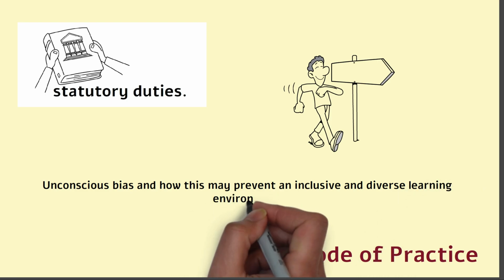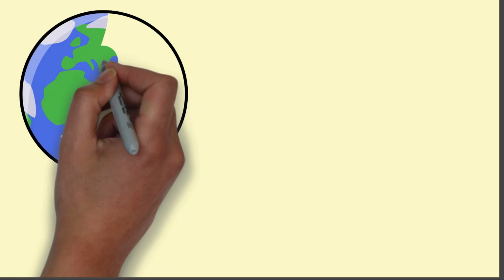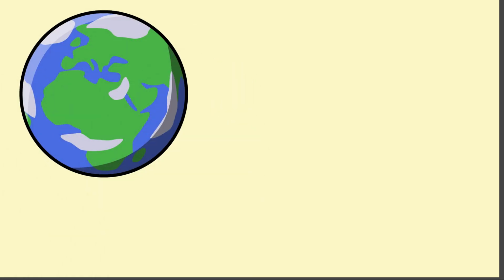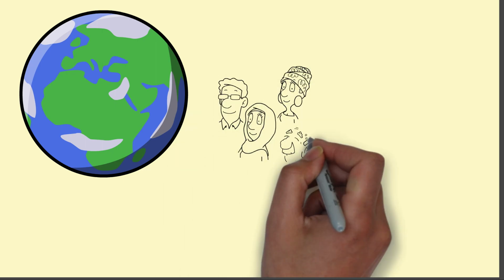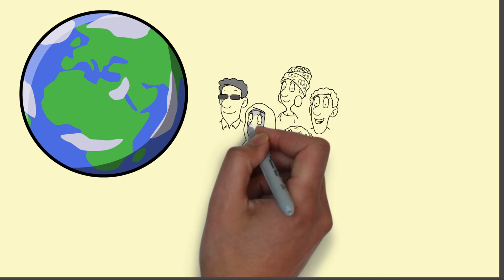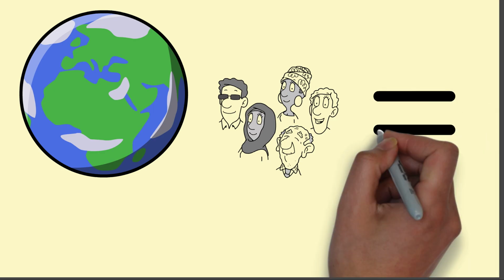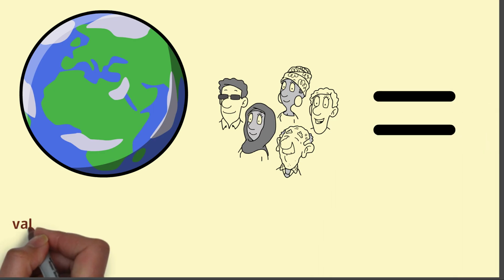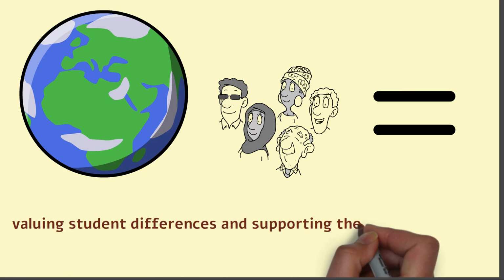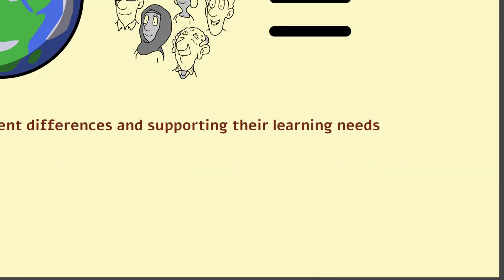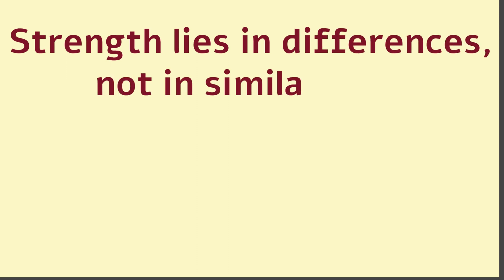Throughout this video, we have discussed several major themes and strategies that contribute to an inclusive learning environment. We have outlined the different professionals involved and the support that can be provided as a result. Adaptive teaching must be implemented and consistently used, ensuring that every child receives an equal and fair education. Inclusive educators believe in valuing student differences and supporting their learning needs to the greatest extent possible. Inclusive practice is fundamental when changing discriminatory attitudes. Strength lies in differences, not in similarities.